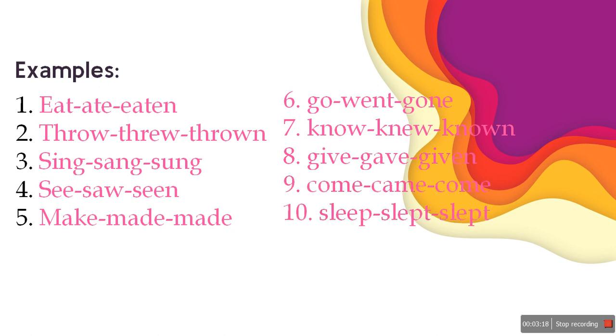We have some more examples. Go, went, gone; know, knew, known; give, gave, given; come, came, come; sleep, slept, slept. All these verbs are not ending with plus ed form. Is it clear? We'll see some more here.